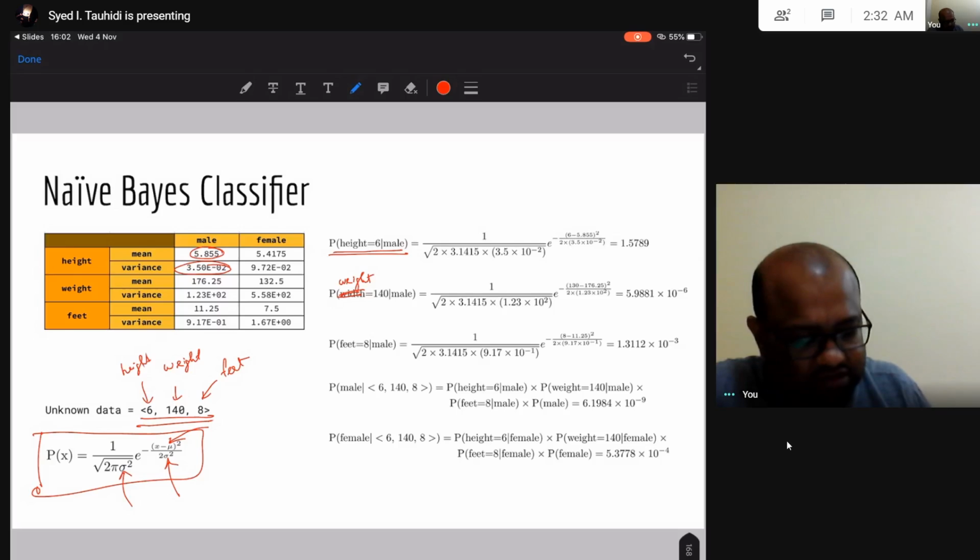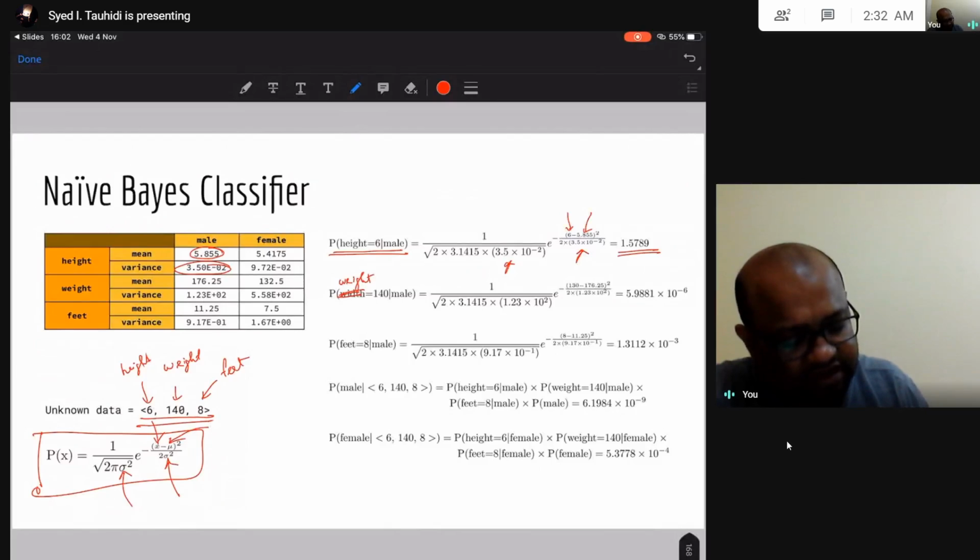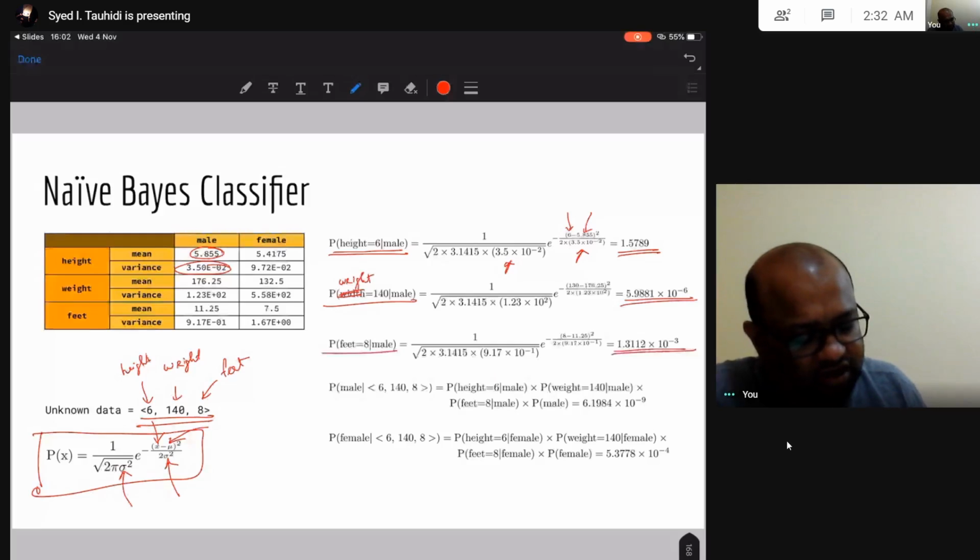So this is how I have put everything in this equation. This x is equal to 6, so I have put x equal to 6 in here, this mean in here, and this is my variance. I calculate, and I get 1.579. The probability of weight being 140 given male is this. The probability of foot size being 8 given male is this. So I have done all this. Next, what do I need to do?